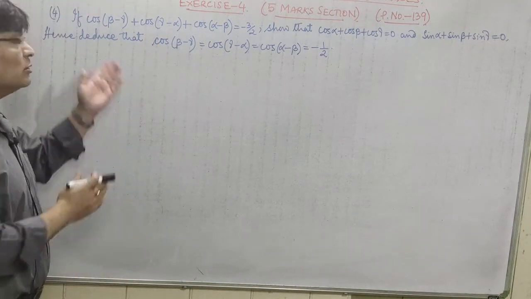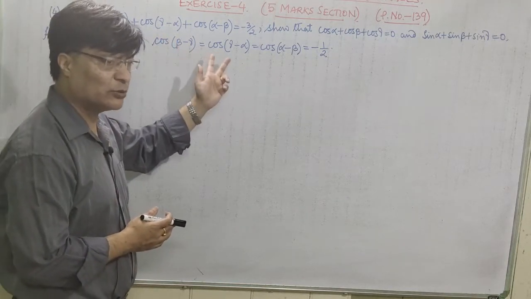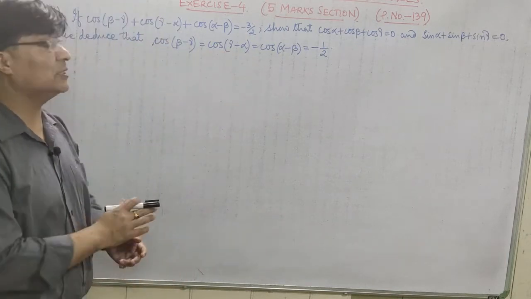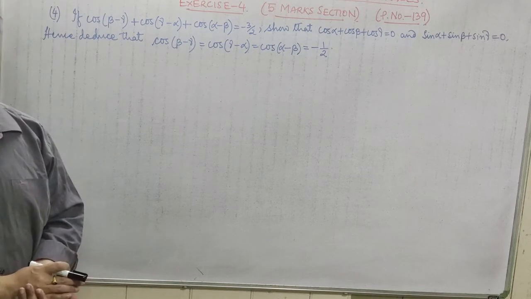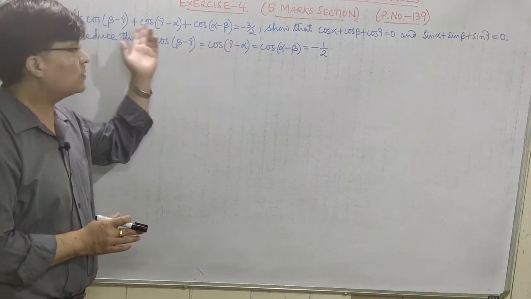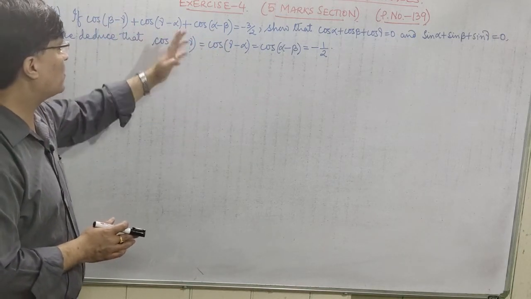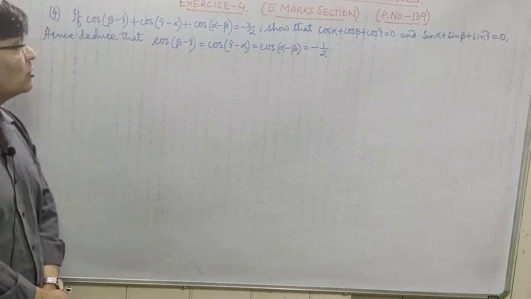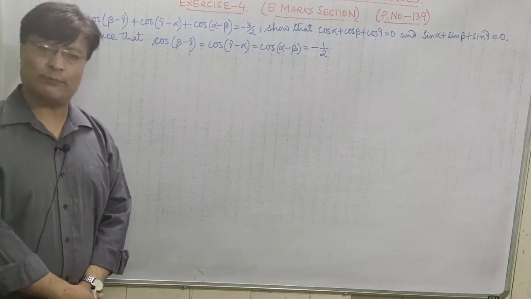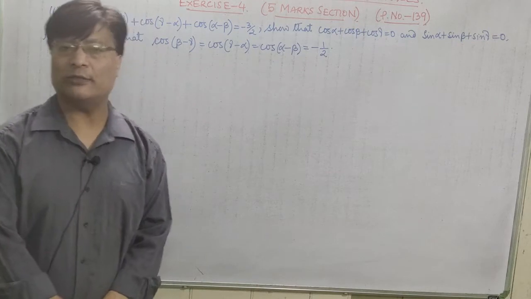Hence, you have to deduce that, or you have to prove that cos of (beta minus gamma) is equal to cos of (gamma minus alpha) is equal to cos of (alpha minus beta) is equal to minus 1 upon 2. So let us first prove the first part. That is from this given value of cos of (beta minus gamma) plus cos of (gamma minus alpha) plus cos of (alpha minus beta) is equal to minus 3 by 2, let us prove that cos alpha plus cos beta plus cos gamma is equal to 0 and sin alpha plus sin beta plus sin gamma is equal to 0.